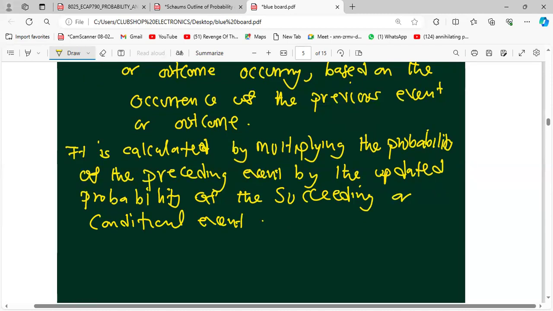Now, we are saying maybe let A and B be two events.